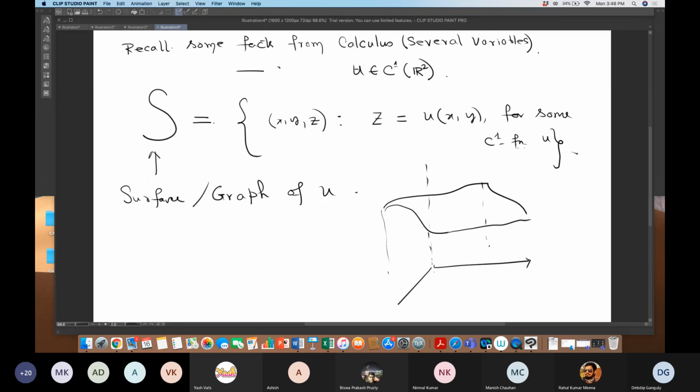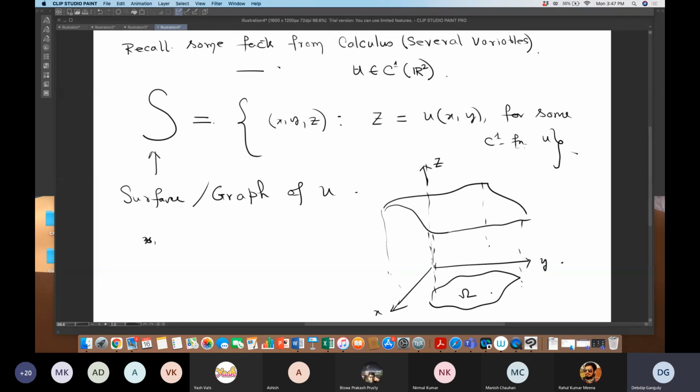Let's say this is Z, this is X, this is Y. Here is some domain omega. This is a domain, and z equal to u of (x, y) is the graph of this function, just like in one variable, x and f of x.